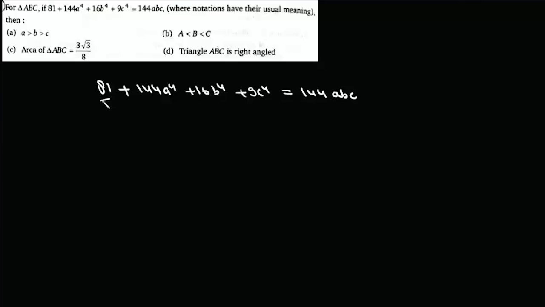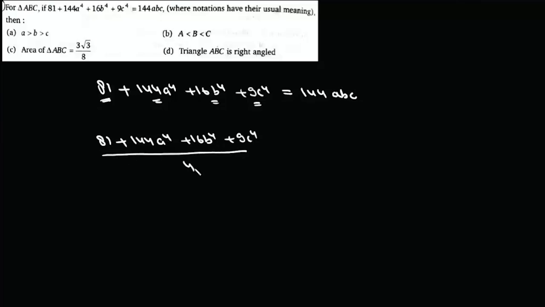So what we'll do is we'll consider these four numbers and we'll write their arithmetic mean, and it'll be (81 plus 144 a to the power 4 plus 16 b to the power 4 plus 9 c to the power 4) upon 4, and it will be greater than or equal to their geometric mean, which is (81 into 144 a to the power 4 into 16 b to the power 4 into 9 c to the power 4) whole to the power 1 by 4.